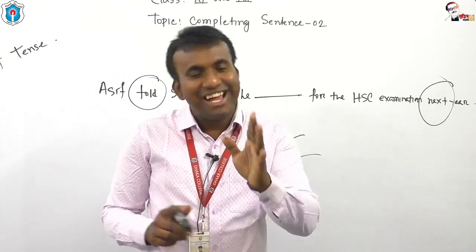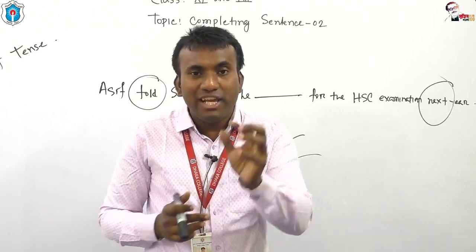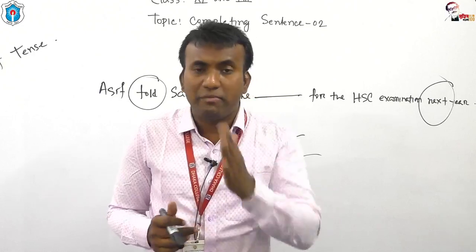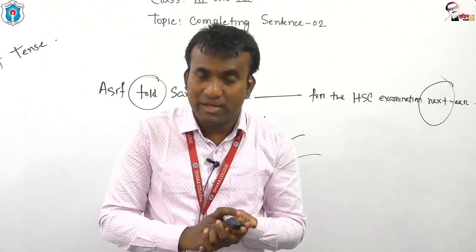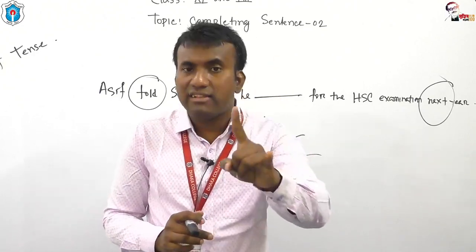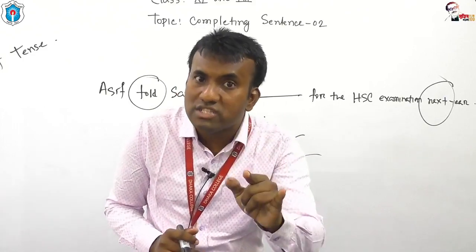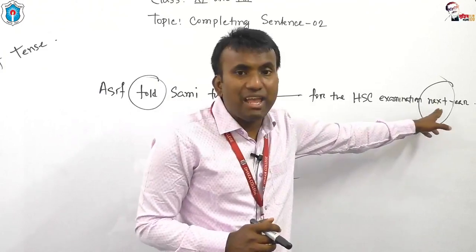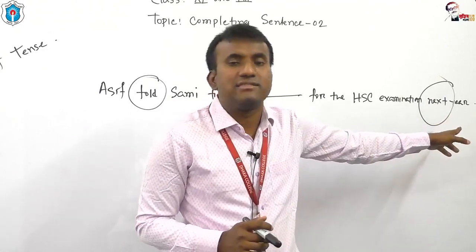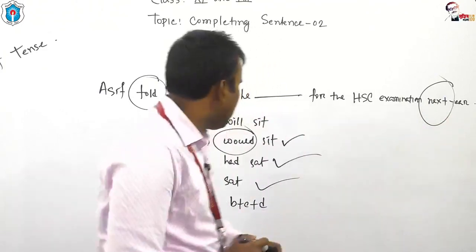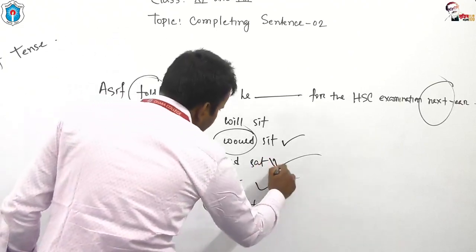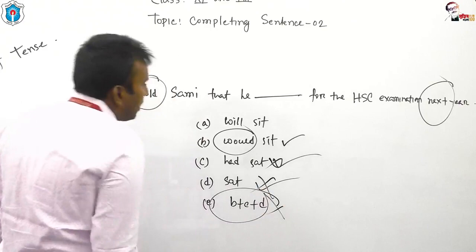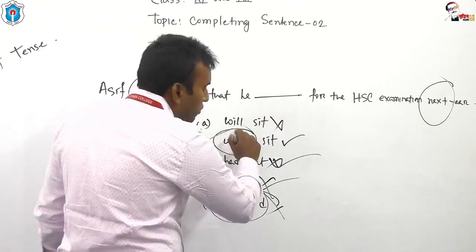According to sequence of tense, you can use 6 tenses in subordinate clause if principal clause is in past tense. But only one thing, that is would, will be used in subordinate clause if you get time indicating next in subordinate clause. You can't take had sat, you can't take sat, that's why you can't take this one, you can't take this one. Only would is the correct answer.